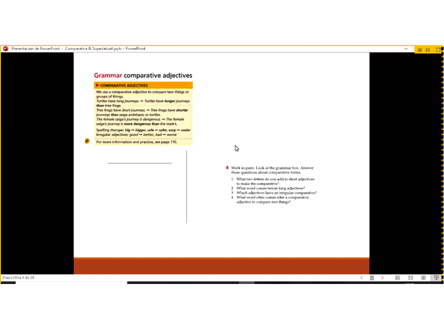What word comes before long adjectives? Do you remember long words, more than 1 syllable or 2 syllables? Which adjectives have an irregular comparative? Do you remember there are some irregular adjectives, yes? What word often comes after a comparative adjective to compare two things? Yes, remember we have the word than. That means the contrasting of the two objects. Bigger than, shorter than, more comfortable than, etc.